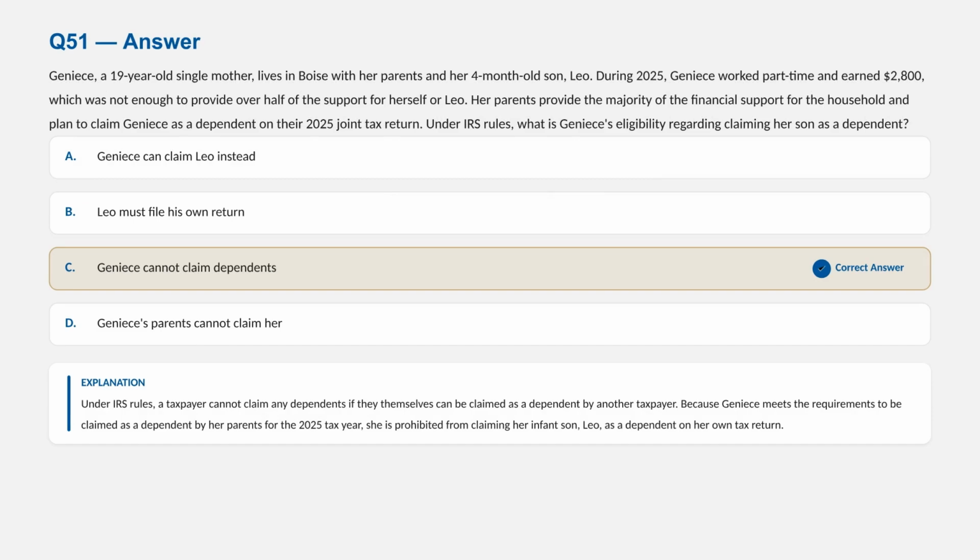The correct answer is C. Janice cannot claim dependents. Under IRS rules, a taxpayer cannot claim any dependents if they themselves can be claimed as a dependent by another taxpayer. Because Janice meets the requirements to be claimed as a dependent by her parents for the 2025 tax year, she is prohibited from claiming her infant son, Leo, as a dependent on her own tax return. Great. Now let's move to our next question.